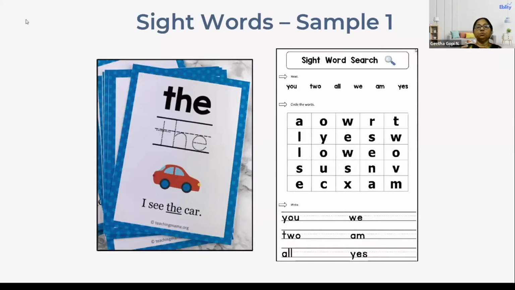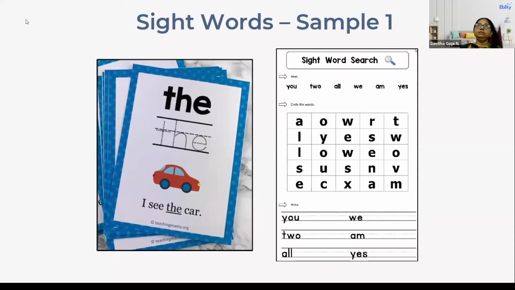You can use just word flashcards, or you can use flashcards with a picture that relates to the word, or you can even have flashcards which have the word as well as the usage of the word in a sentence. And you can prompt the children to use these words in different kinds of sentences. Do it as an oral activity initially, and then move it on to writing.